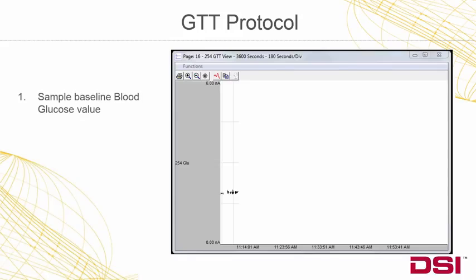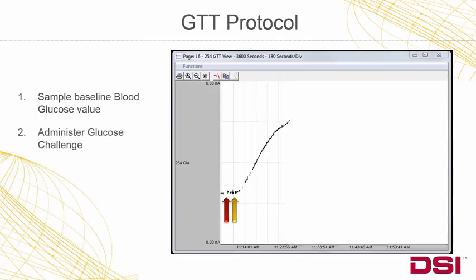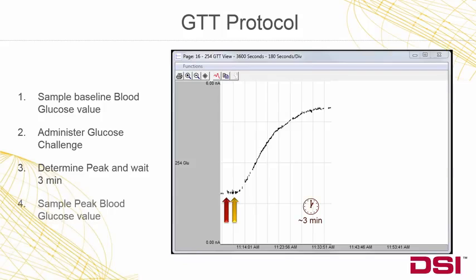An initial glucose reading is taken while the subject is at a baseline level. Then, the subject is administered a bolus of glucose. It takes about 15 minutes for the glucose level to peak. Take note of the peak time, wait 3 to 5 minutes, and obtain an additional blood glucose reading at the elevated glucose level.